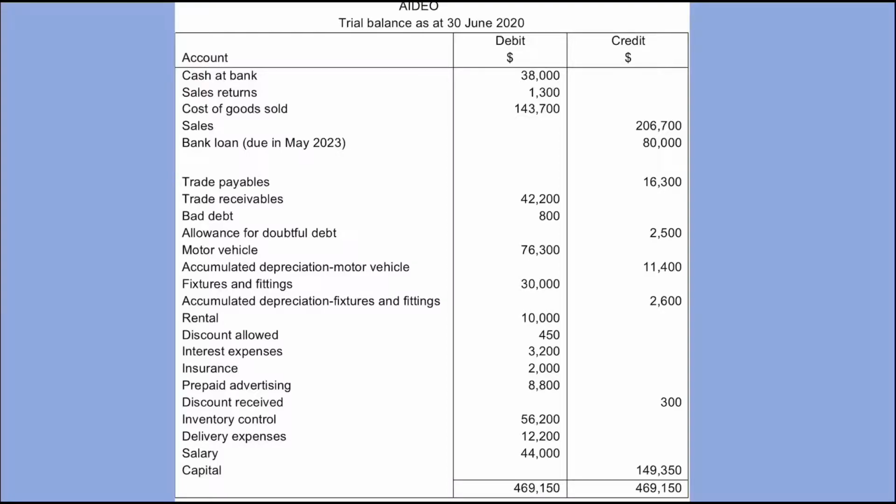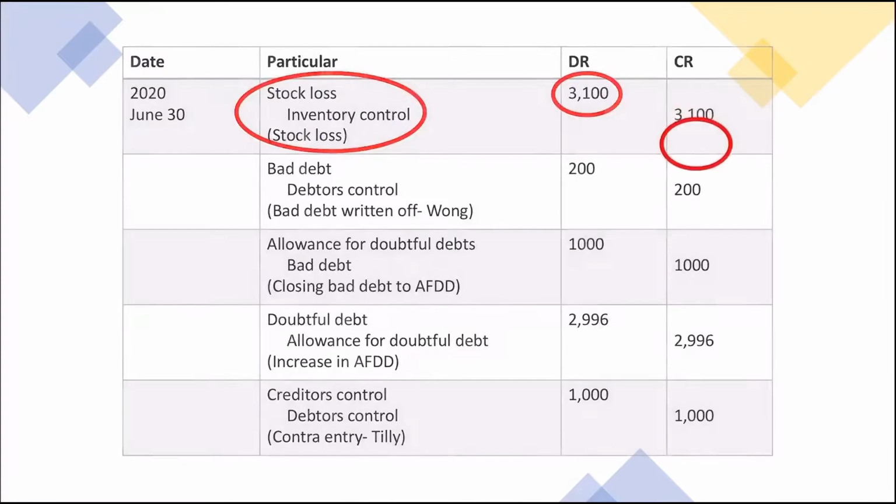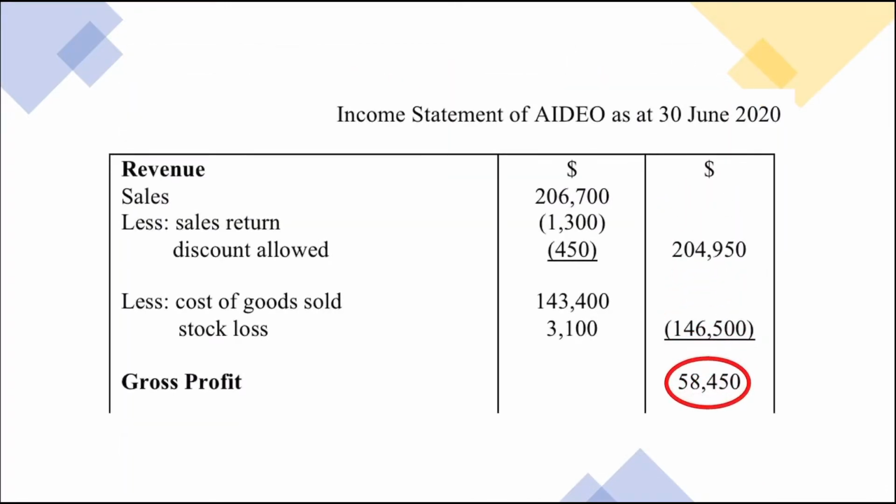After preparing the trial balance, I made some balance day adjustments, starting with the value of the stock take. It revealed a stock loss of 3,100, which I recorded into the general journal. This will allow me to calculate the gross profit for the financial period.